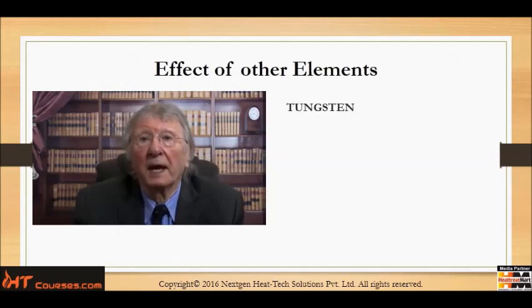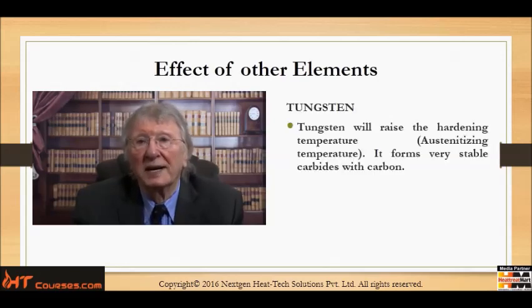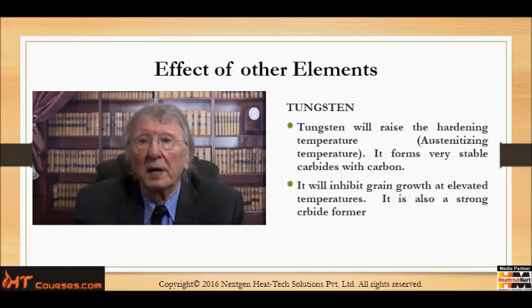Tungsten. Tungsten will raise the hardening temperature or austenitizing temperature, and it forms very stable carbides with carbon. It will inhibit the grain growth at elevated temperatures and is also a very strong carbide former.